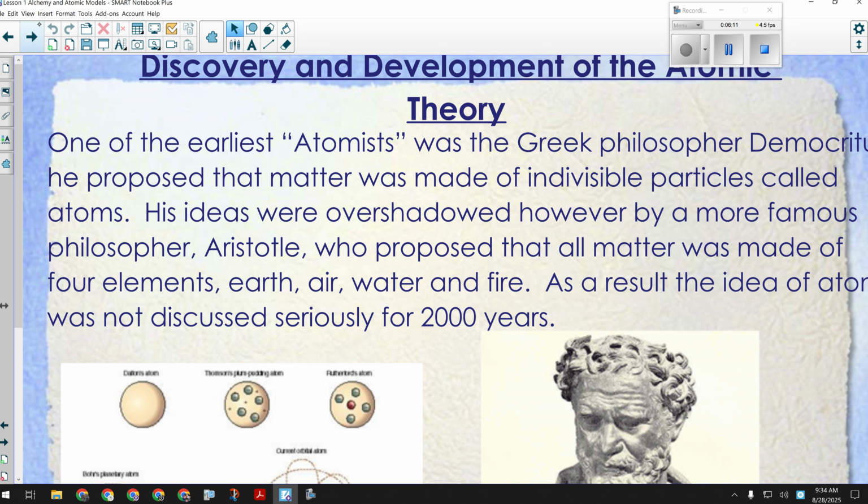They could basically explain every material they were familiar with in terms of how much earth, air, fire, and water was in it. It made a lot of sense to them, it was very practical, so they accepted it.